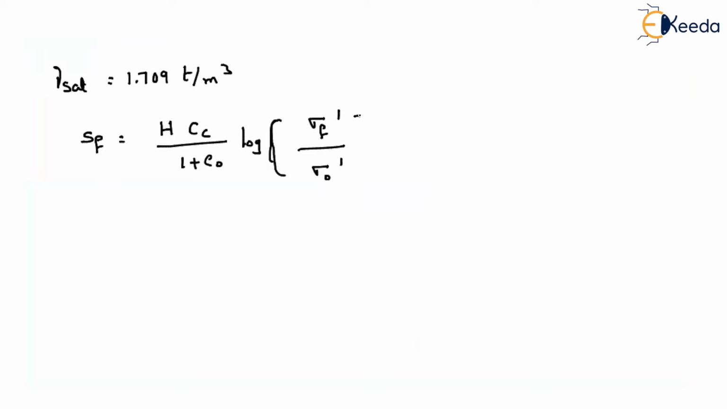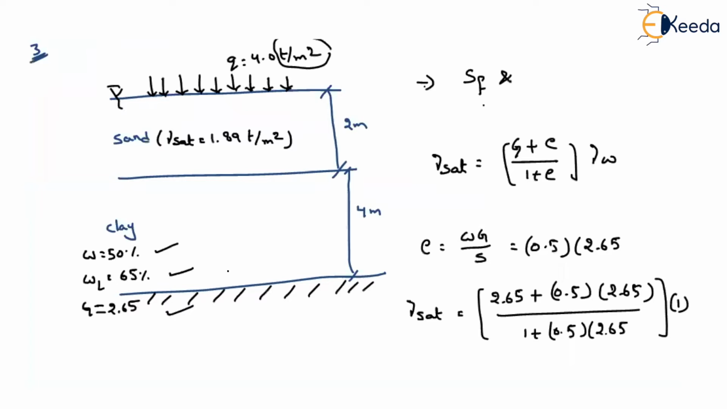What is the formula for finding the final settlement? That is nothing but the initial thickness into compression index divided by 1 plus e naught, into log of the final effective stress at the center of the layer divided by the initial effective stress at the center of the layer. So H, by seeing this, our thickness of the layer is 4 meter. Void ratio we have just found out. If we solve this, we'll get our void ratio as 1.325.